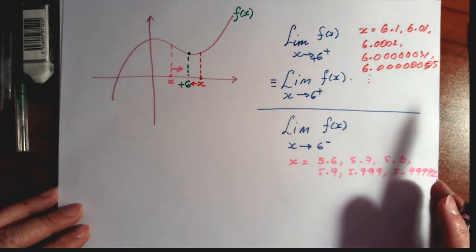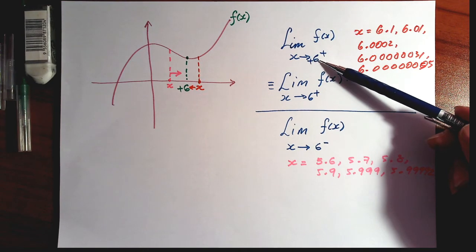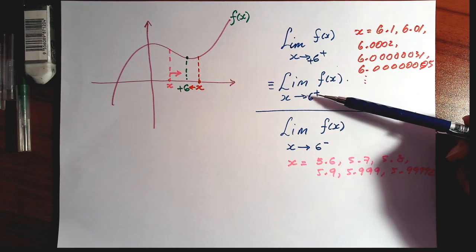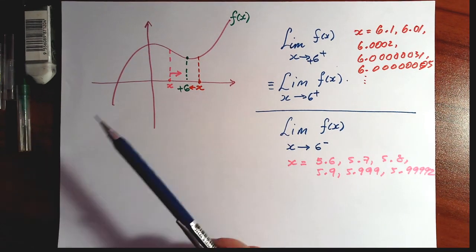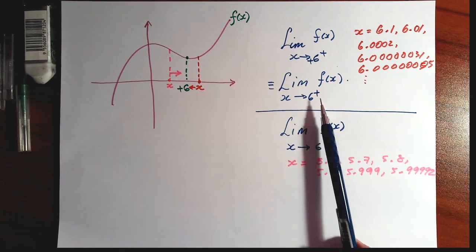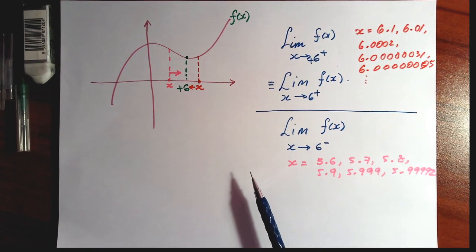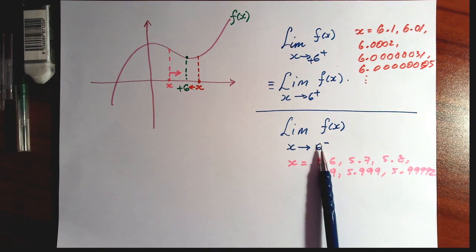This notation is very useful for limits in calculus, where we write x approaches a certain number either from the positive or from the negative side. If x approaches the number from the positive, it would be x approaches 6 plus. If x approaches the number 6 from the negative, we will write it as x approaches 6 minus.